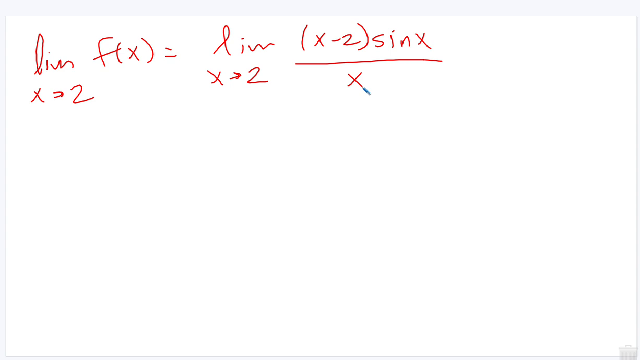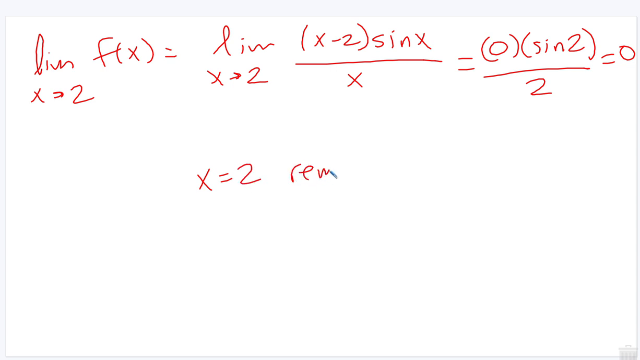And now at this point, we just see, well, can we just plug in 2? And does it become indeterminate? Well, the answer is no, it doesn't. So we can just evaluate this. This is just 0 times the sine of 2 over 2. Well, I don't care what the sine of 2 is. I don't know what it is off the top of my head. It's some number. But if I take that number and multiply it by 0, I get 0. And if I divide that by 2, I still get 0. 0 is a real number. Therefore, my limit was a real number, but my function doesn't exist at 2. And thus, x equals 2 is also a removable discontinuity.